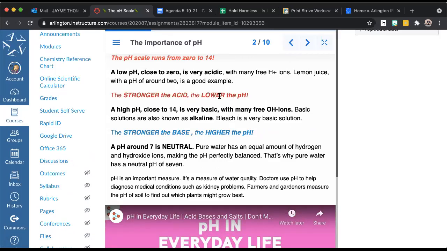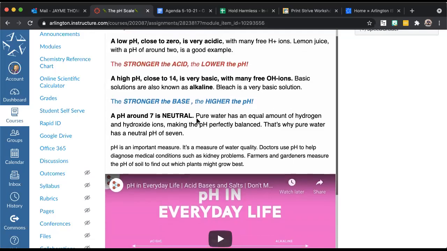The stronger the acid, the lower the pH, okay? The stronger the base, the higher the pH. So that's what I meant by the stronger things are going to be towards the higher and lower numbers. If you think about it, right in the middle at 7 is neutral. And right around 7, you have your weak acids and weak bases. The further you go from 7 to each end, you're going to have the strong acids down closer to 0 and 1, and the strong bases closer to 13 and 14. Okay.